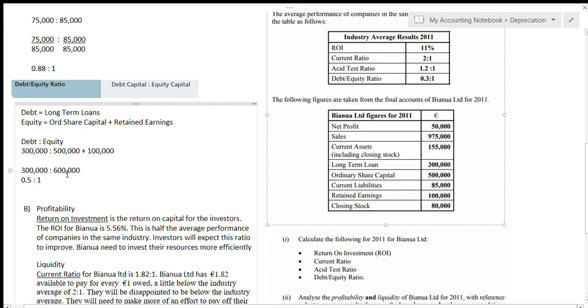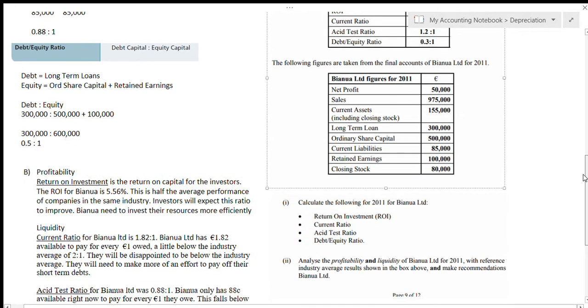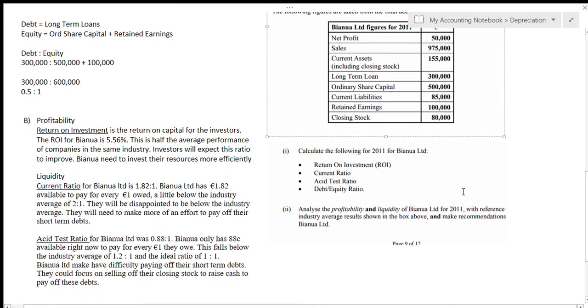600,000 divided by 600,000. I've just shown this here because, obviously, this is half of 3 is half of 6. Ratio 0.5 is to 1. So I'm showing the first one in relation to the second one. Ratio for debt to equity, 0.5 is to 1.